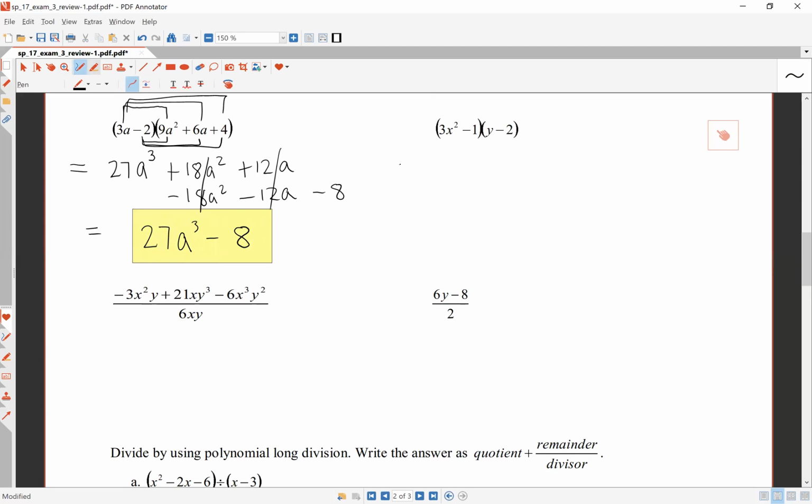The next problem says 3x squared minus 1 times y minus 2. We use the FOIL method on this. 3x squared times y is 3x squared y. 3x squared times negative 2 is negative 6x squared. And now we distribute the negative 1. Negative 1 times y is negative y, and negative 1 times negative 2 is positive 2.